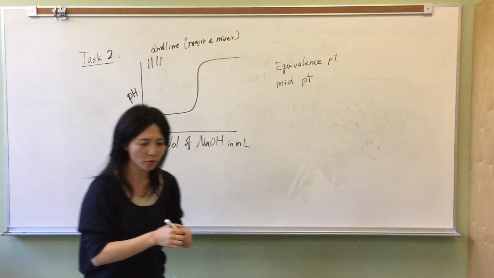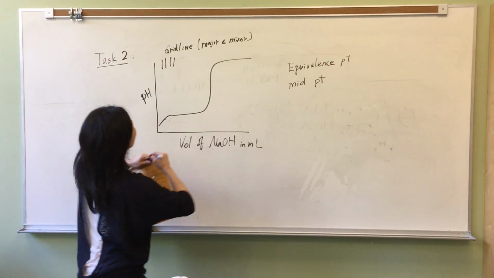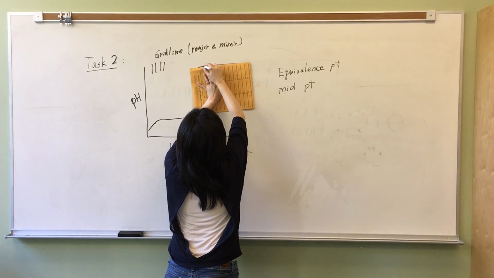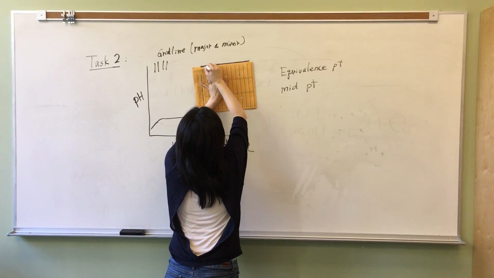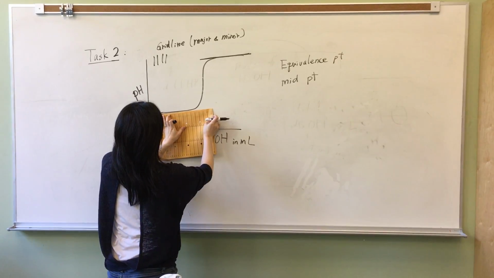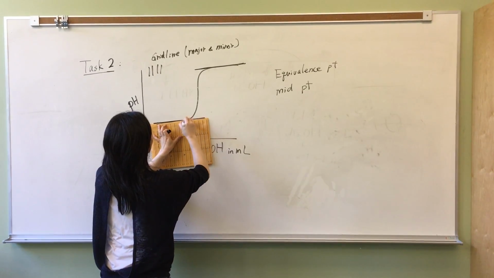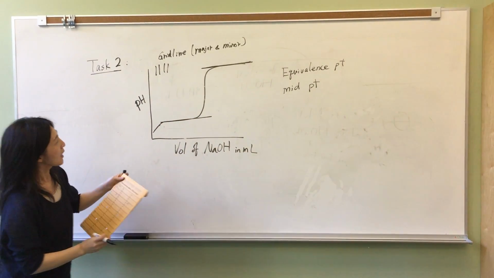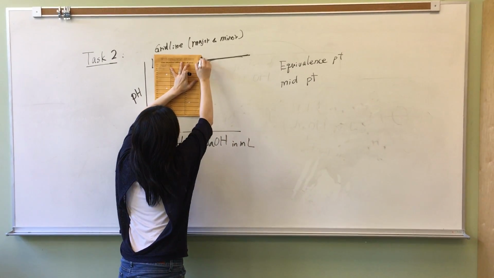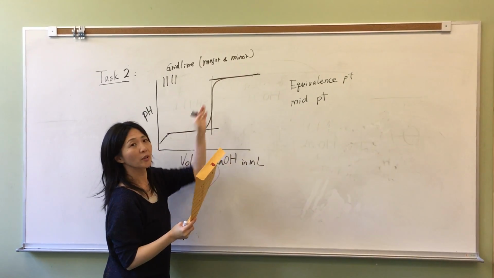Okay? First, I want you to use the ruler. So I pretend this one is a ruler to draw the line. First, you need to draw the line on the flat region, around the pH 11 to 12. Okay? And then also you need to draw the straight line on the buffer region, which also gives you a flat line. Okay? Like this. And then the last one is the vertical line you need to draw, which crosses this steep jump. Okay?